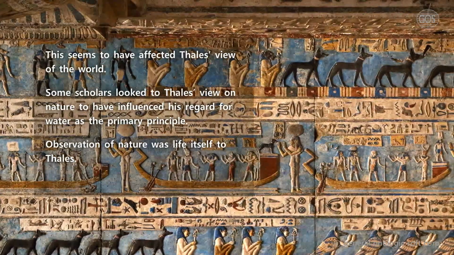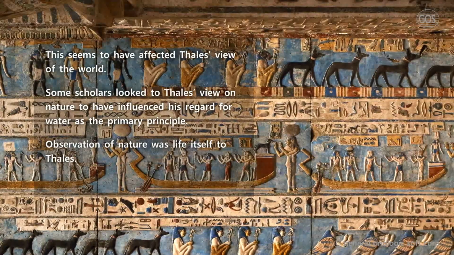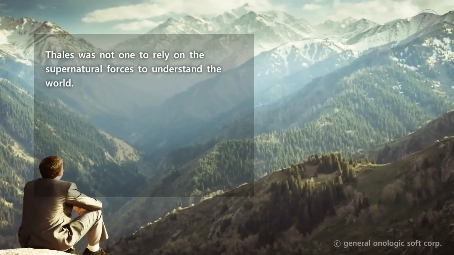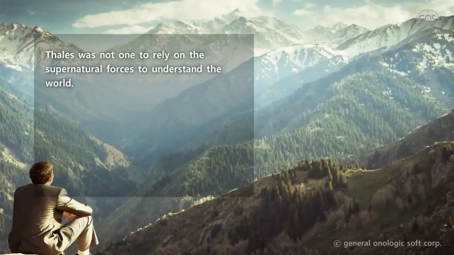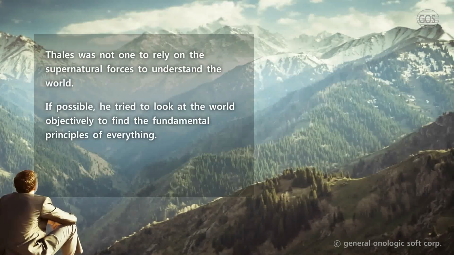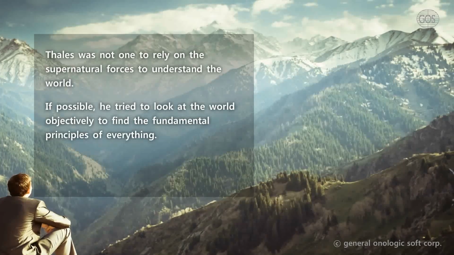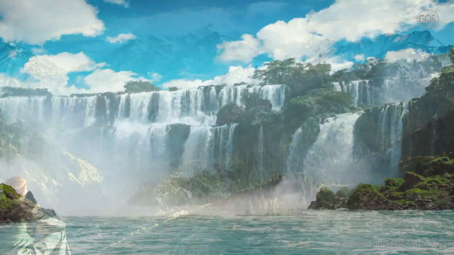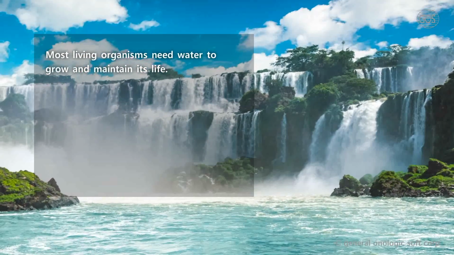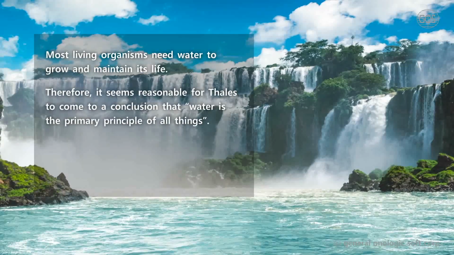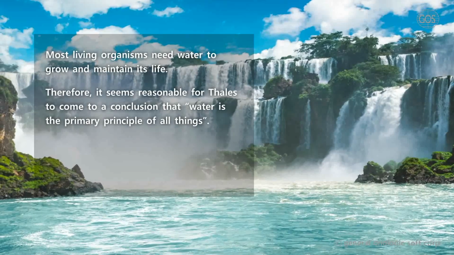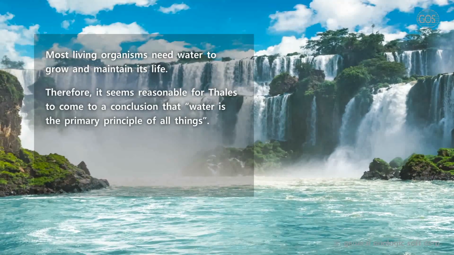Observation of nature was life itself to Thales. Thales was not one to rely on the supernatural forces to understand the world. If possible, he tried to look at the world objectively to find the fundamental principles of everything. Most living organisms need water to grow and maintain their life. Therefore, it seems reasonable for Thales to come to a conclusion that water is the primary principle of all things.